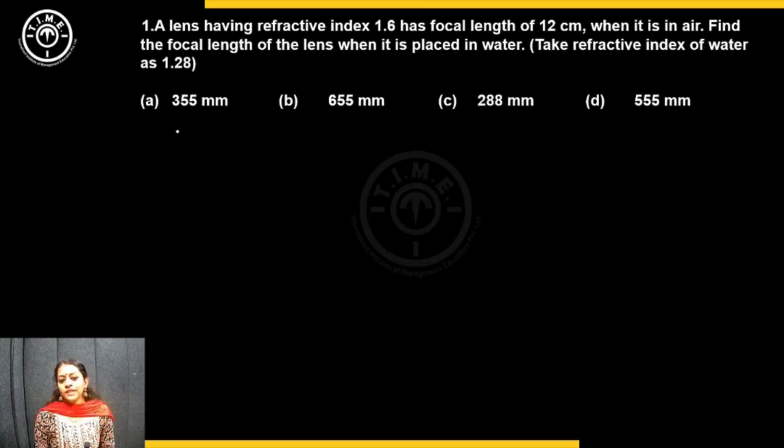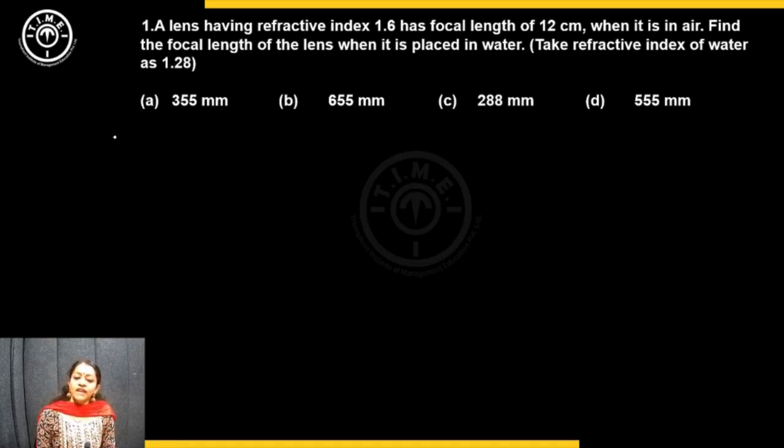So, what are the given data? Yes, we are having a lens which is having a focal length of 12 cm when it is kept in air. What you have to find is the focal length of the same lens when it is immersed in water. The refractive index of lens is given, refractive index of water is also given, and we already know what is the refractive index of air, that is 1, isn't it?